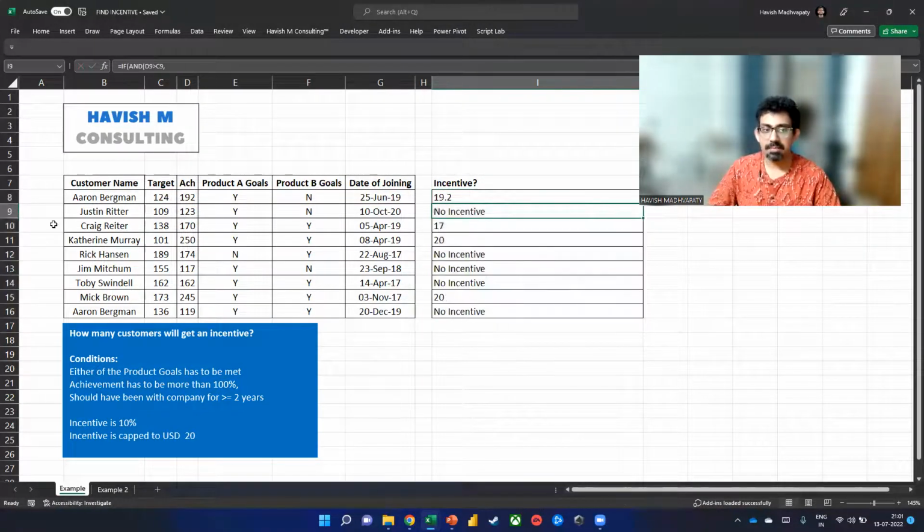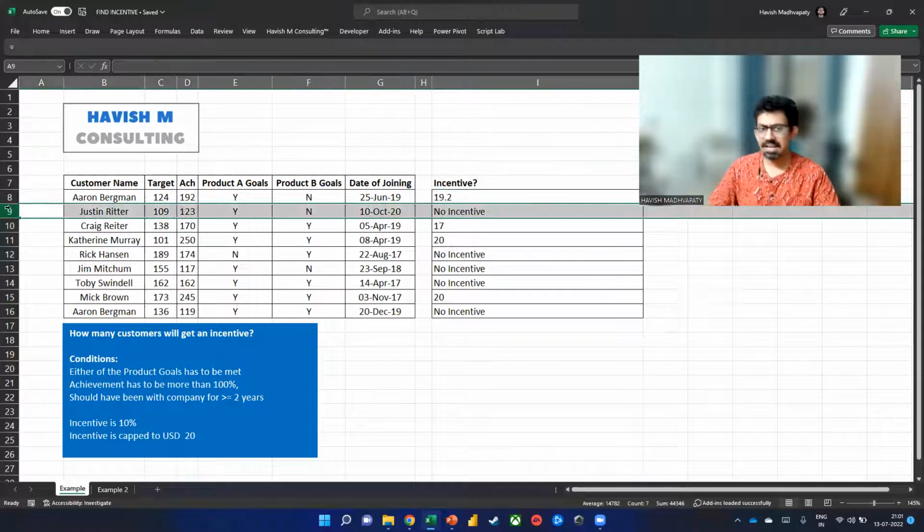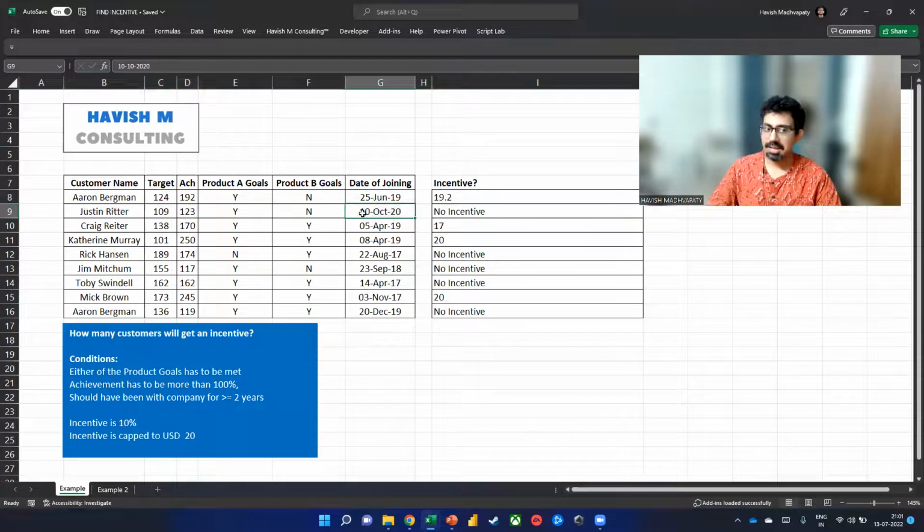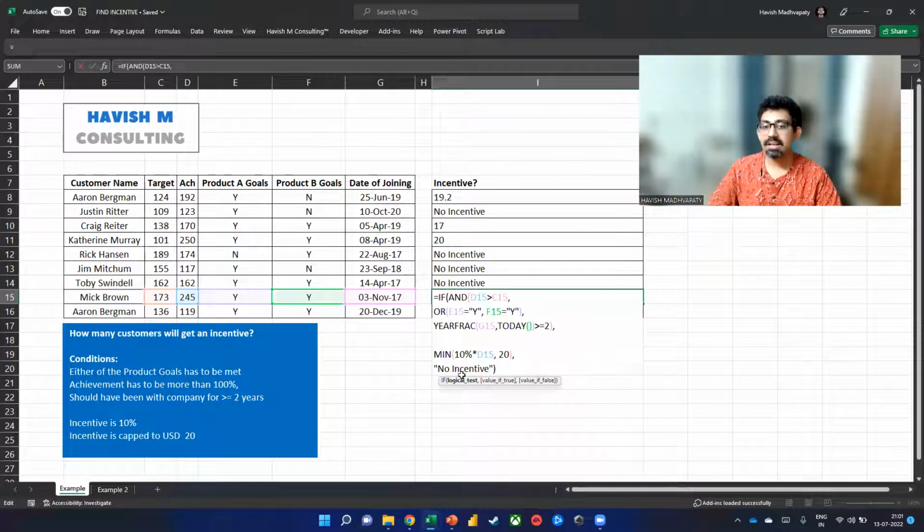You will notice that a few people are not getting the incentive, and it's very clear why not. For example, in the case of Justin, he hasn't been with the company for more than 2 years. In the case of Mick, we are getting exactly 20, despite the fact that the achievement is 245, and we should have given Mick 10% of that, which is 24.5. Because we are capping it to 20, we cannot give more than that.